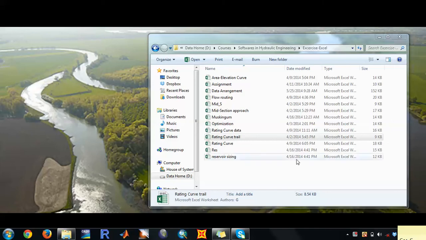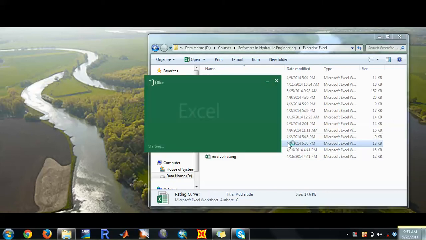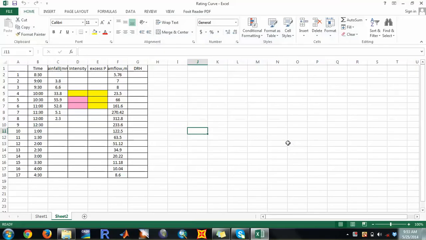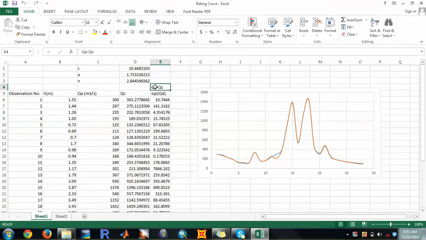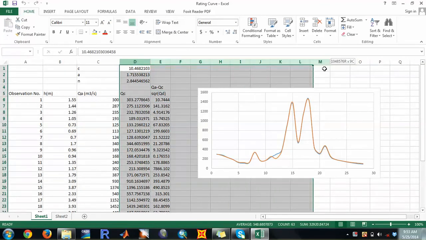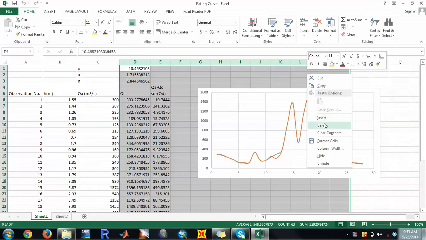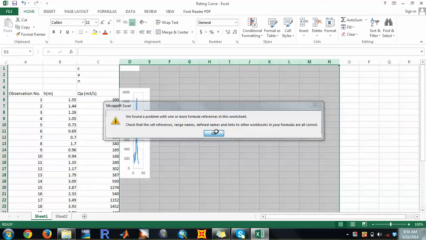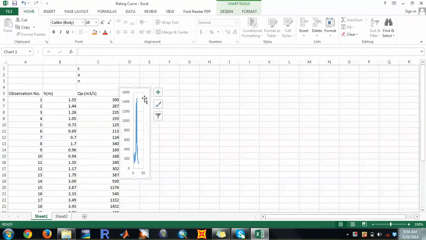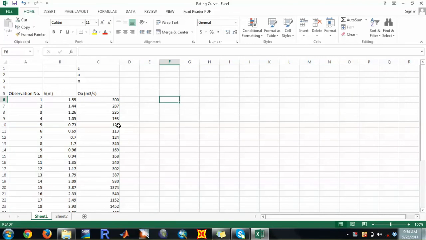Okay, the next topic is developing rating curves. Developing a rating curve is also one of the most important parameters in water resources that we can easily do in Excel. So these are the given data, observed data, H, and the respective discharge at that particular point.